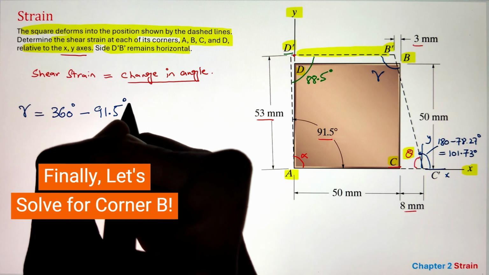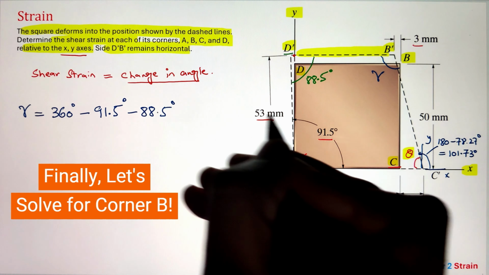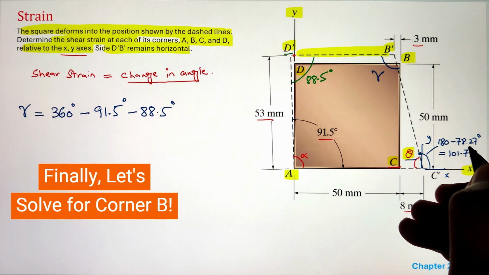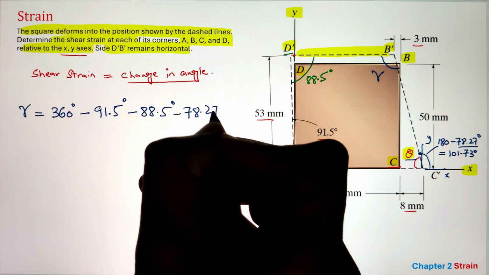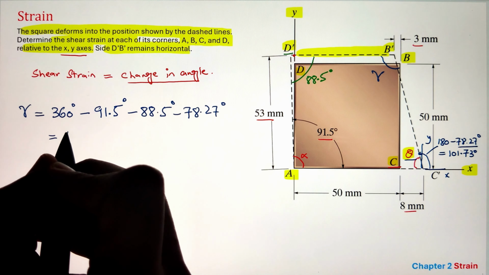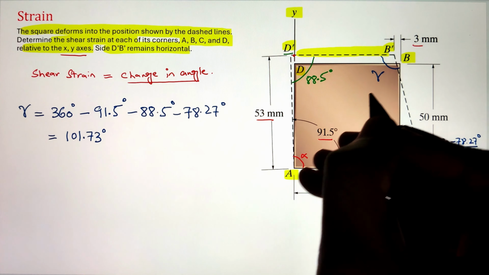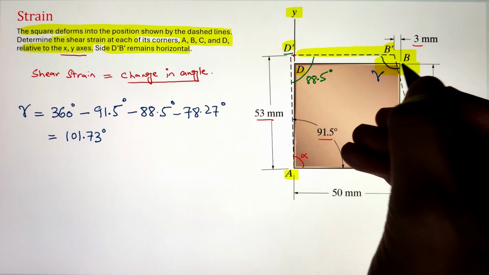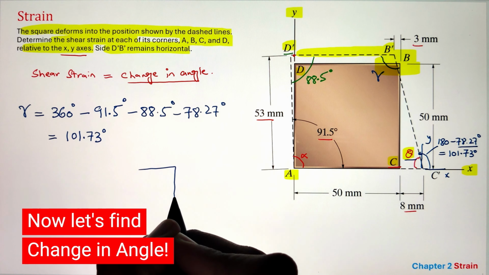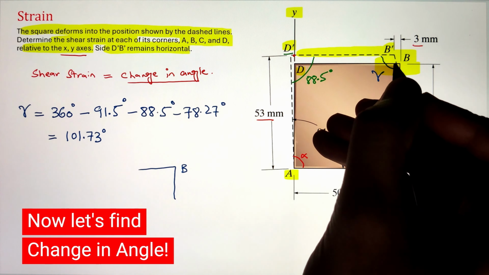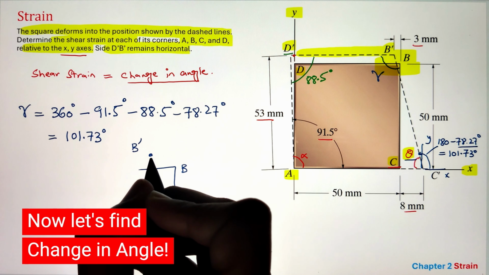Now finally, let's solve for our corner B. Again, we can calculate the internal angle, since the sum of internal angles equals 360. Subtracting the other three internal angles of 91.5, 88.5, and 78.27, we get the fourth internal angle, that is 101.73.